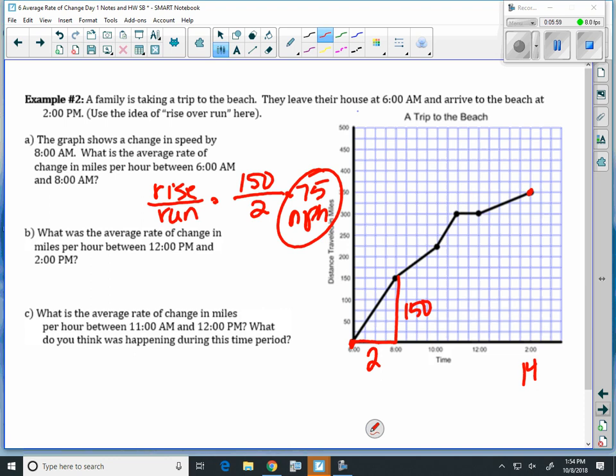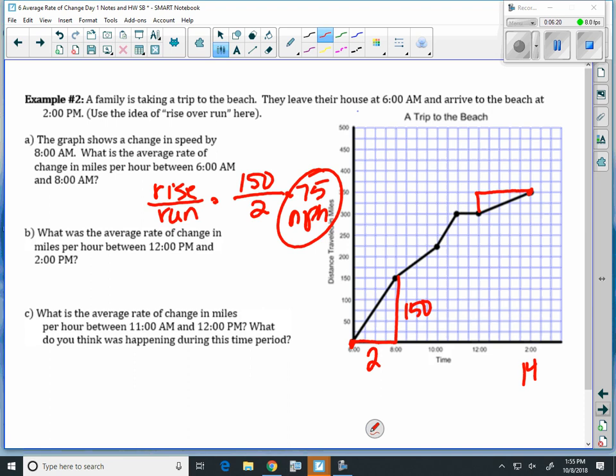Right? I think we got pulled over, it was between 10 to 12. We stopped. Yeah. So right, their speeds are changing. So we're gonna find 12 to 2. So we'll see what that one is. Okay. So in part B, we're gonna do 12 to 2. Now in this one, we can do rise over run.